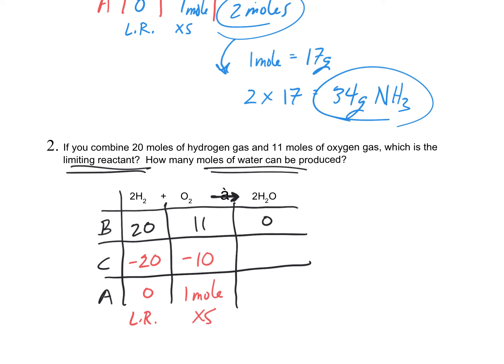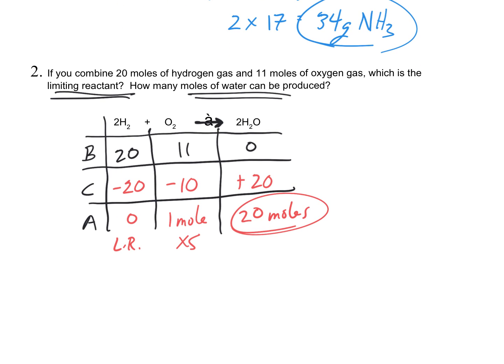All right, how much water can I make? Well, this is easy. For every 2 hydrogen, I can make 2 waters. So I used 20 hydrogen, so I'm going to make 20 waters. And that is the answer. So I answered that question, how many moles of water can be produced?